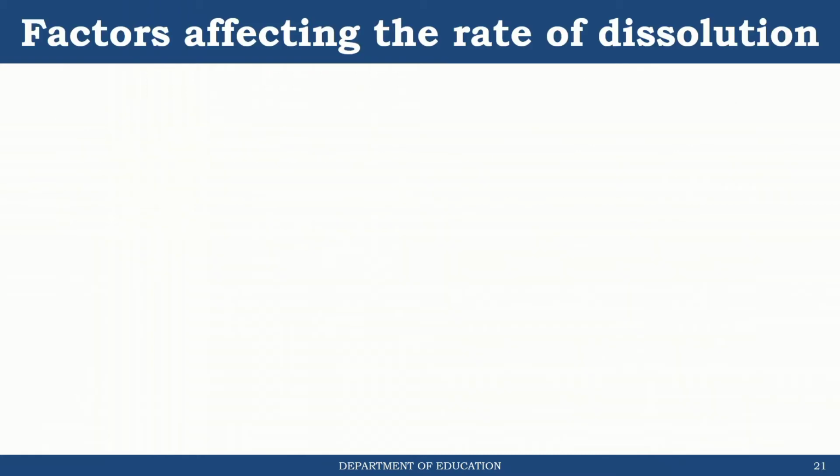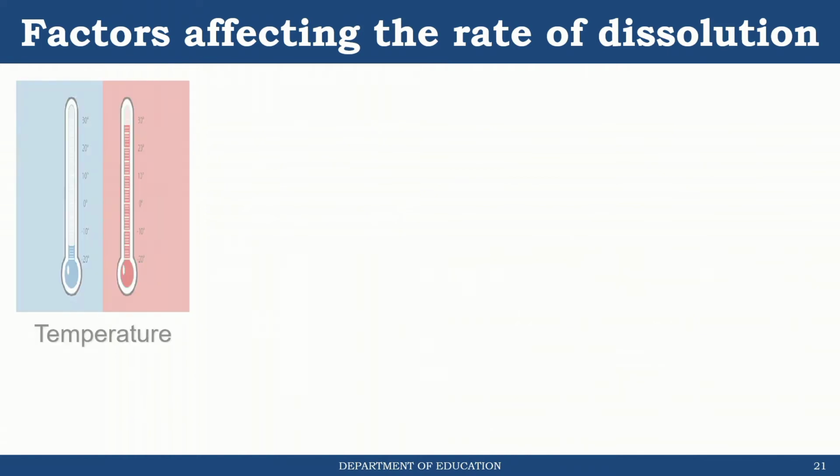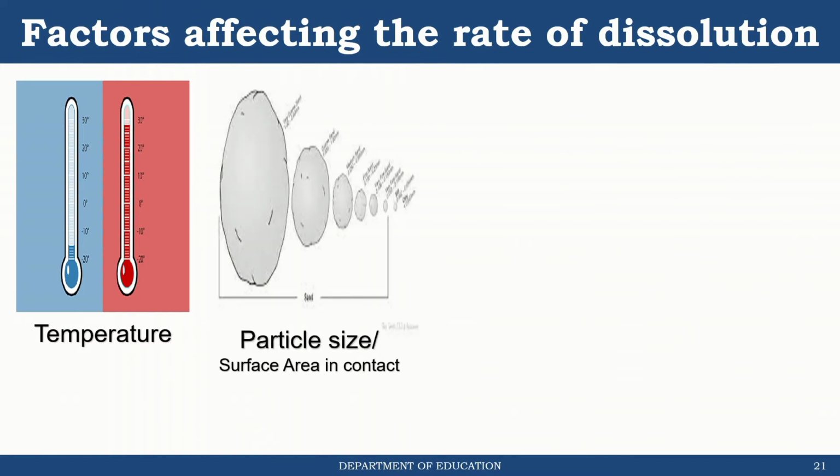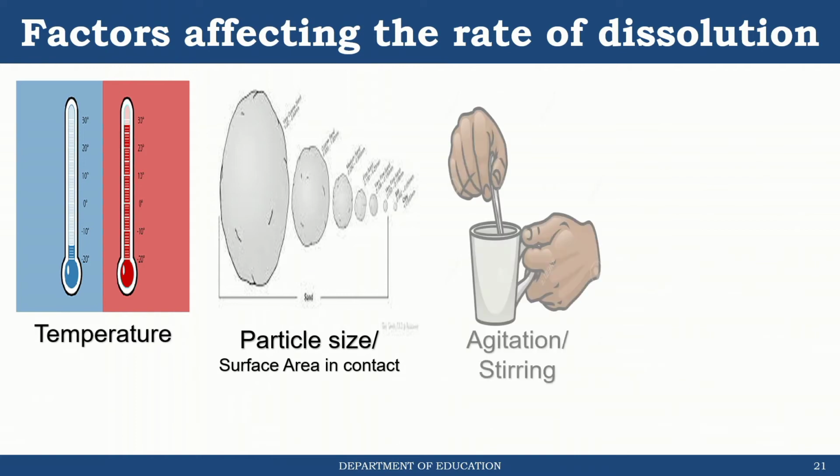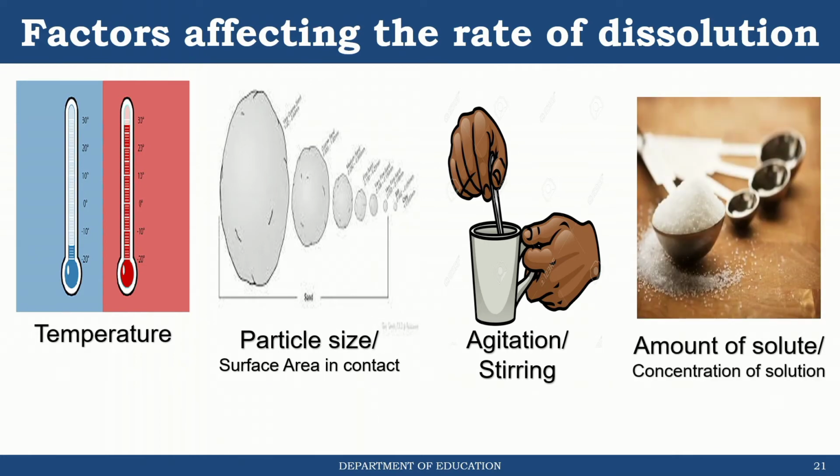Here are some of the factors affecting the rate of dissolution. First, we have temperature. Another factor is the particle size or surface area in contact. Another factor is the agitation. Another factor is the amount of solute or concentration of the solution.